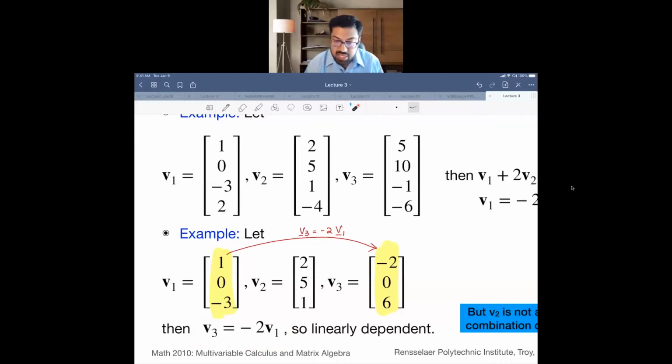So you are able to express v3 as a linear combination of v1, in this case just v1. The coefficient of v2 is 0, but you are able to express v3 using v1, which makes it a linearly dependent set of vectors. So linearly dependent, it has to only satisfy for one.